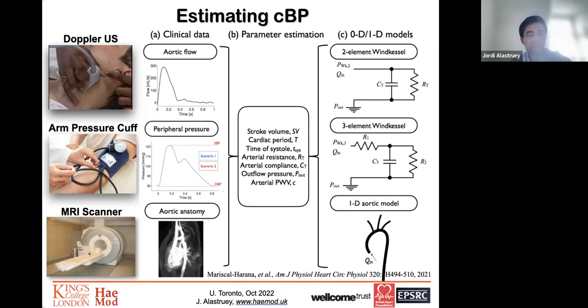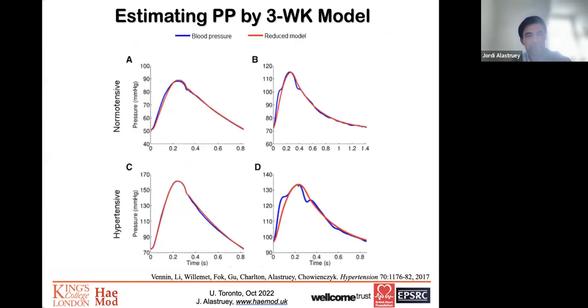And I will now focus on the results that were produced by the 3-element Windkessel model. So that's the model in the middle on the right. So here in red, you can see estimated central blood pressure wave using the 3-element Windkessel model compared to reference measurements in blue.